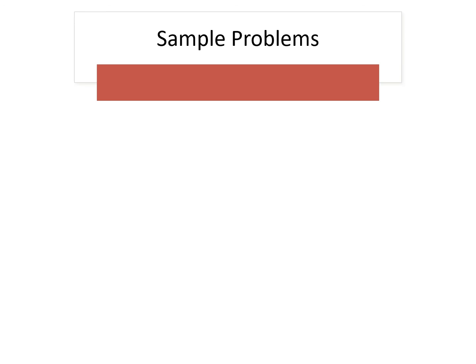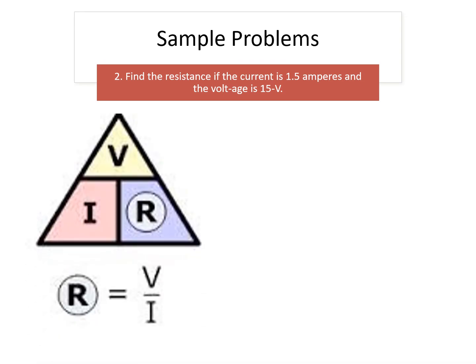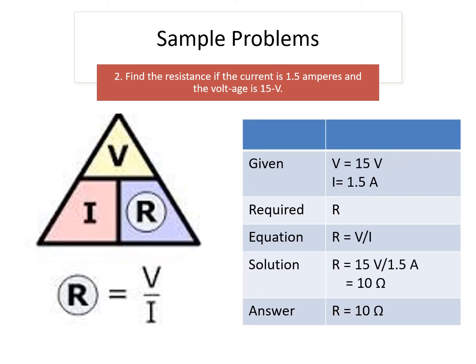Problem number 2. Find the resistance if the current is 1.5 amperes and the voltage is 15 volts. Since resistance is unknown, we can use the triangle and derive an equation of R is equal to V over I. For the Gressa, the given are as follows.